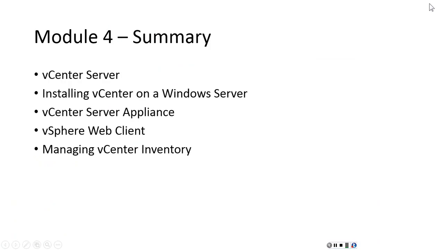Module 4, Summary. In this module, we talked about vCenter Server, and we installed vCenter Server on a Windows server in a virtual machine. Then we looked at the vCenter Server appliance, and we installed the vCenter Server appliance. Then we installed the vSphere Web Client, and we used the vSphere Web Client to manage the vCenter Server inventory. And this concludes Module 4. Thank you very much, and have a nice day.